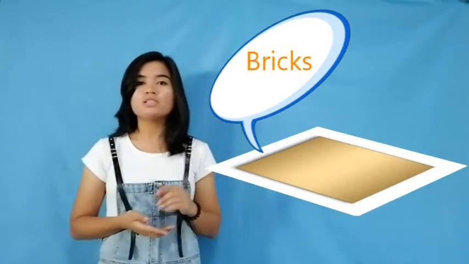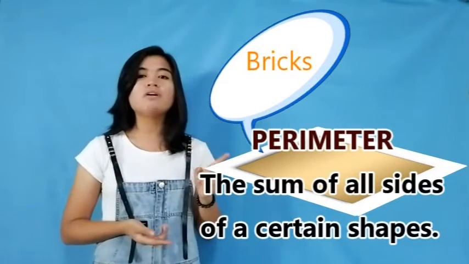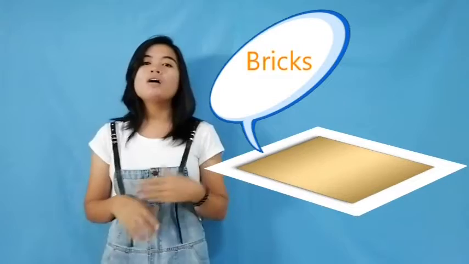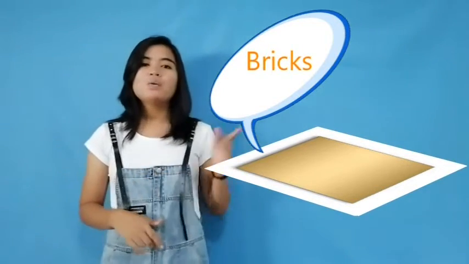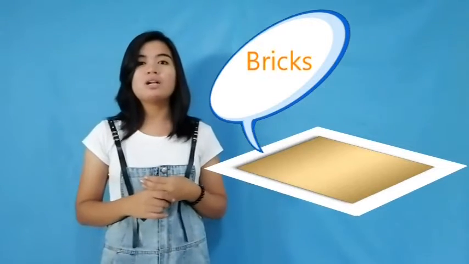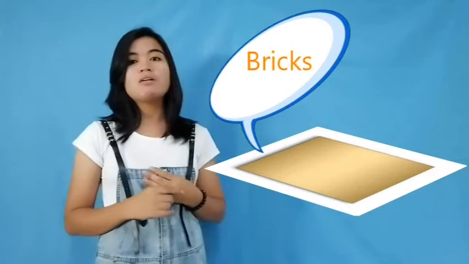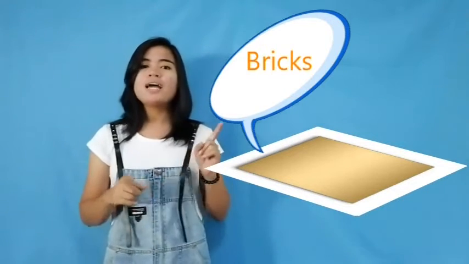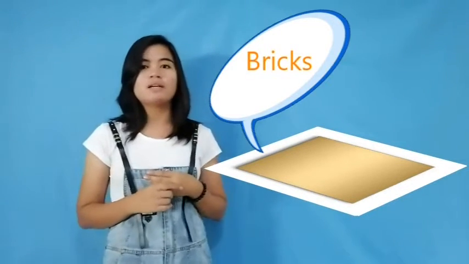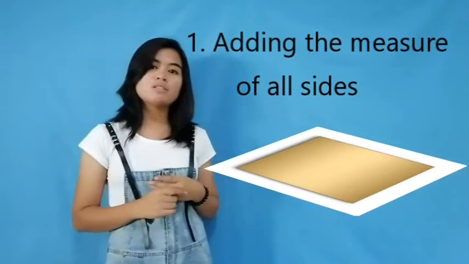But first, what is perimeter? When we say perimeter, this is the sum of all sides of a certain shape. So going back to the figure, we can see that this square floor is a regular shape. Now, how to solve the perimeter of a regular shape? I can show you two ways of solving it. First is by adding the measure of all sides.